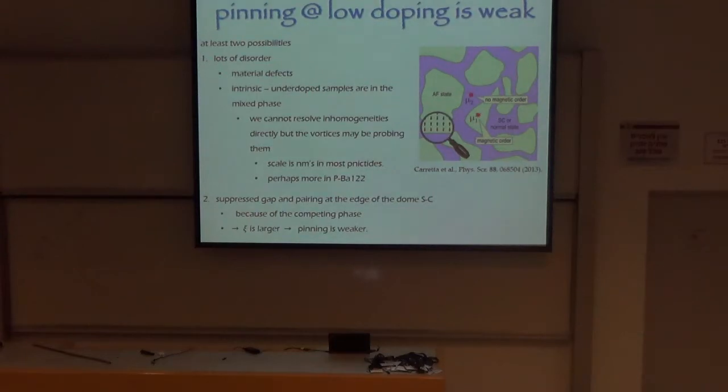And this might point to two kinds of explanations. Either there's lots of disorder, either because of the material quality or because of something intrinsic, and then it's a disorder that gives inhomogeneities on a scale that we can't resolve. The vortices can resolve the scale because what determines where a vortex is sitting in your superconductor is the coherence length, which is on the order of a few nanometers, way below our resolution. It's also possible that pinning is weaker because the coherence length is growing as you approach the edge of the dome, because you're suppressing pairing in the gap.